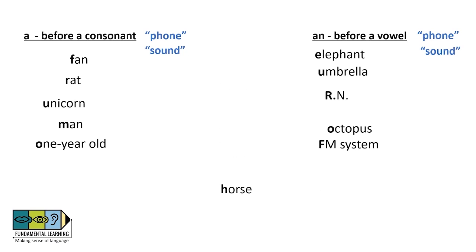Horse. That's a consonant. A horse. This has a letter H, but I don't pronounce that as a hour. Hour. My mouth is open like a vowel. Ow, ow. An hour rather than a hour. I'll see you in an hour.